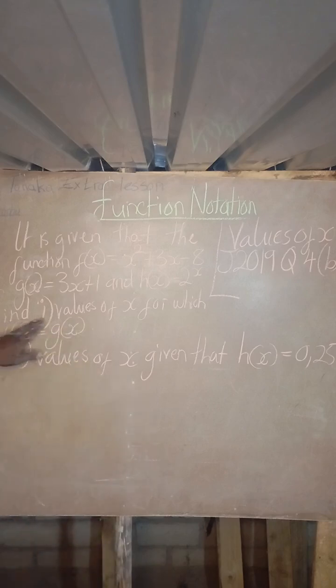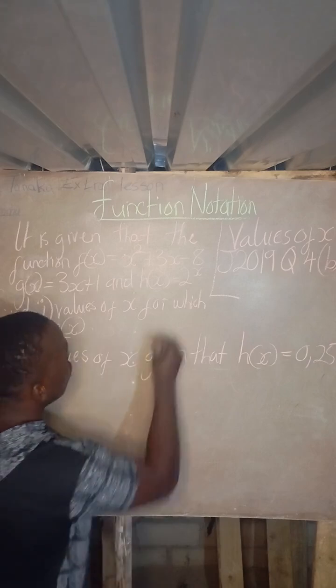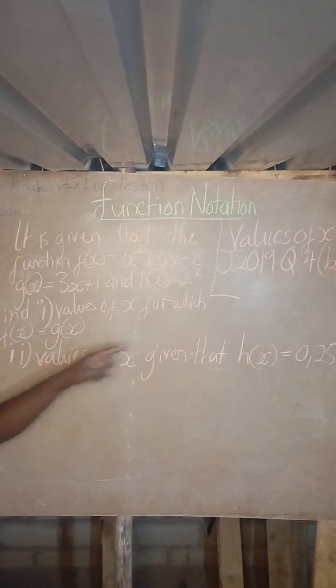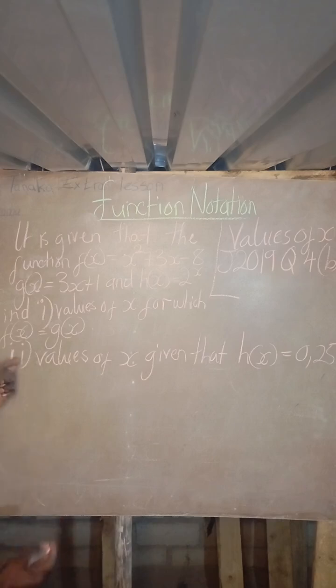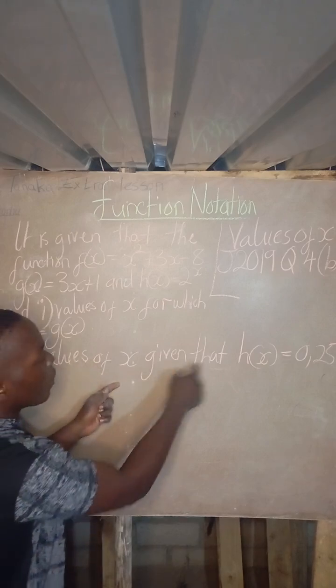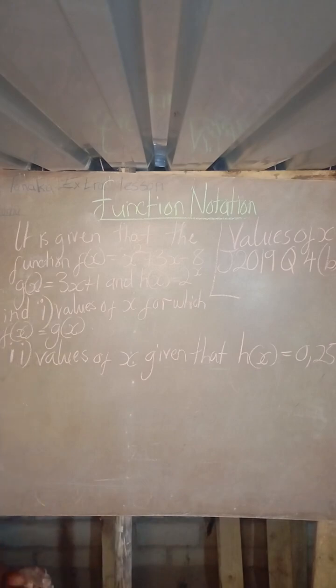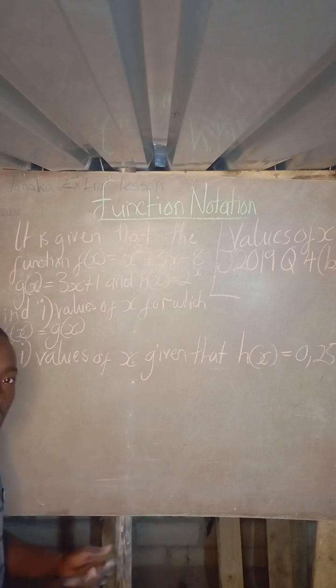Now, find item number 1, values of x for which f of x is equal to g of x. Then second, item number 2, find the values of x given that h of x is equal to 0.25.